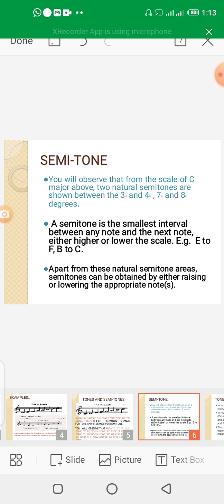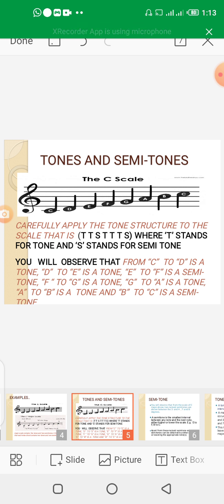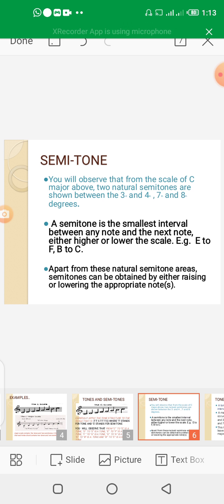Now, it could be either higher or lower on the scale. For example, E to F is a semitone, B to C is a semitone, as seen here.